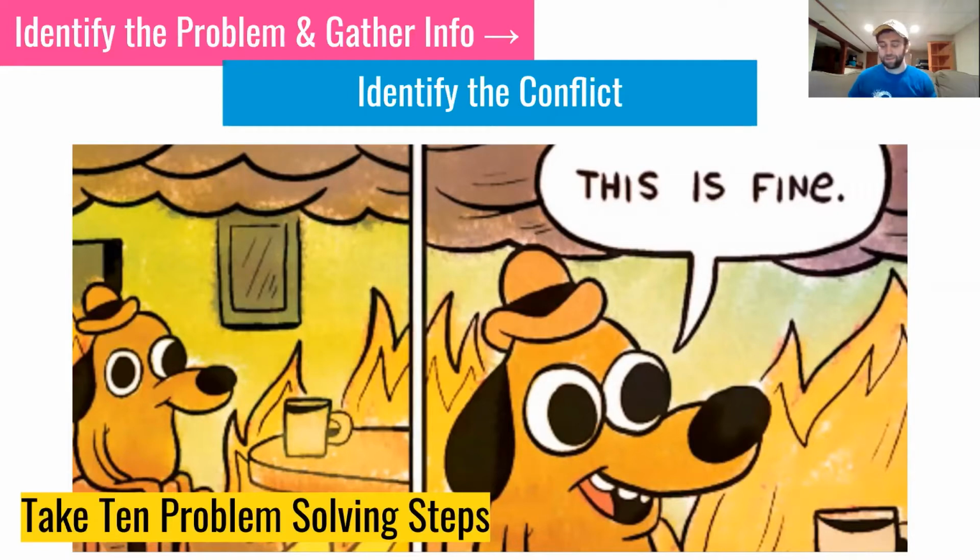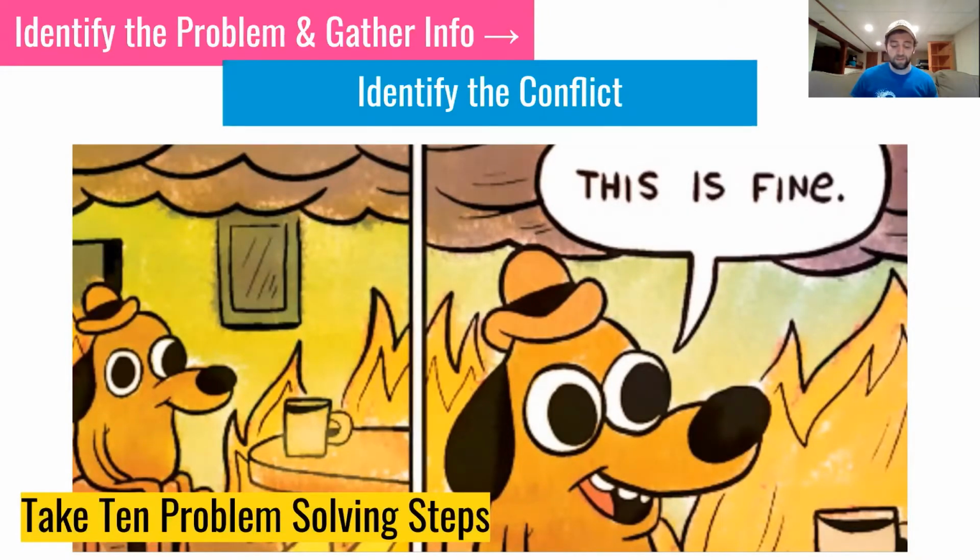Now this is deceptively difficult because it can often be hard to acknowledge when there is a problem. Sometimes we'll convince ourselves that we deserve to be treated this way or that the conflict isn't really that bad. So admitting that there is a conflict and naming what that conflict is the first step towards solving it.